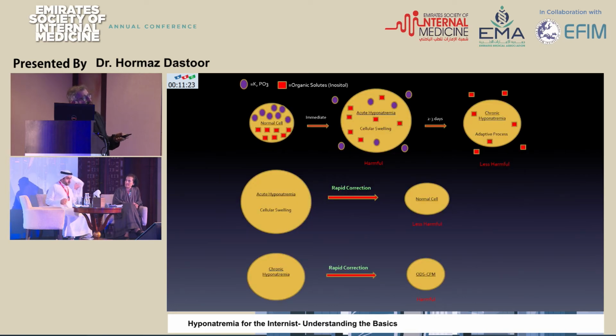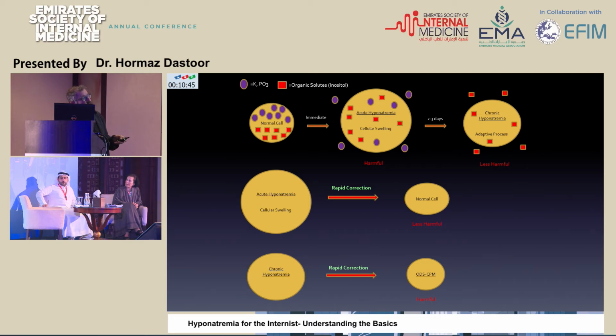So let me show you this slide. You have a normal brain cell, and in the normal brain cell, you have potassium, phosphorus, and you have organic solutes. They maintain the size of the cell. When you have a hyponatremia, the cells start to swell up and compensation starts immediately within minutes. So within minutes, potassium and phosphorus go from inside to outside the cell to try and shrink the cell again.